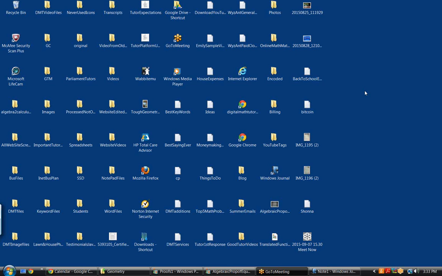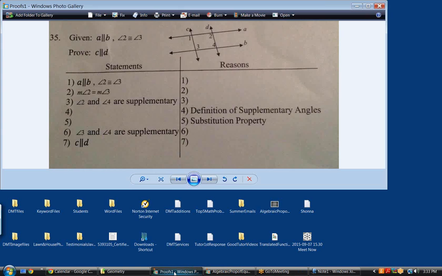Where are you in the book right now? What subchapter? Are you at 2.6, 2.4? 2.3 or 2.4. Okay. I'm going to skip ahead. We just finished like 2-column proofs and stuff like that.